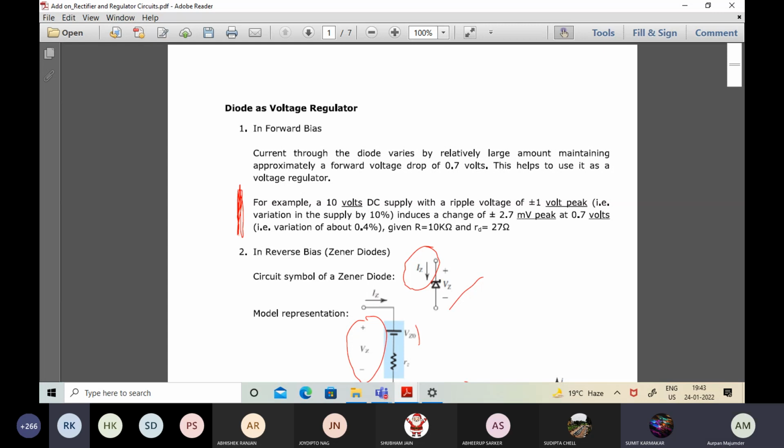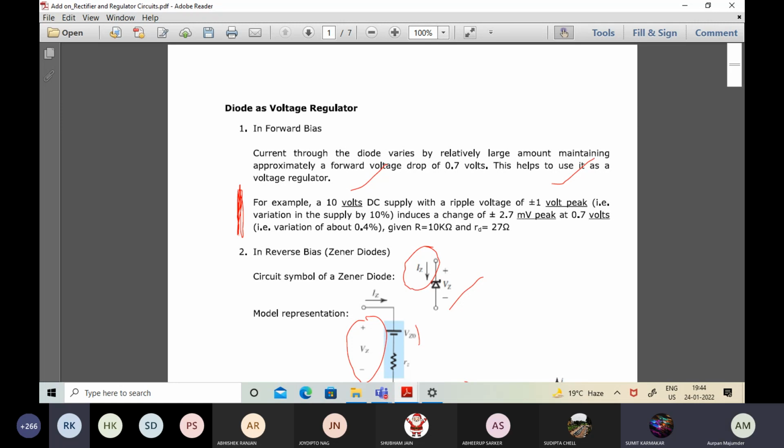You already have a DC supply in hand, and you are going to achieve a regulated supply which is even better as a DC. If you want to get into that kind of design, how should we move? Looking at the example on the screen, a 10 volt DC supply with a ripple voltage of plus minus 1 volt peak means 10 plus 1, 11, and 10 minus 1, 9. So a ripple of 9 to 11 volts is going to happen, with an average level of 10 volts, and that is the DC level.